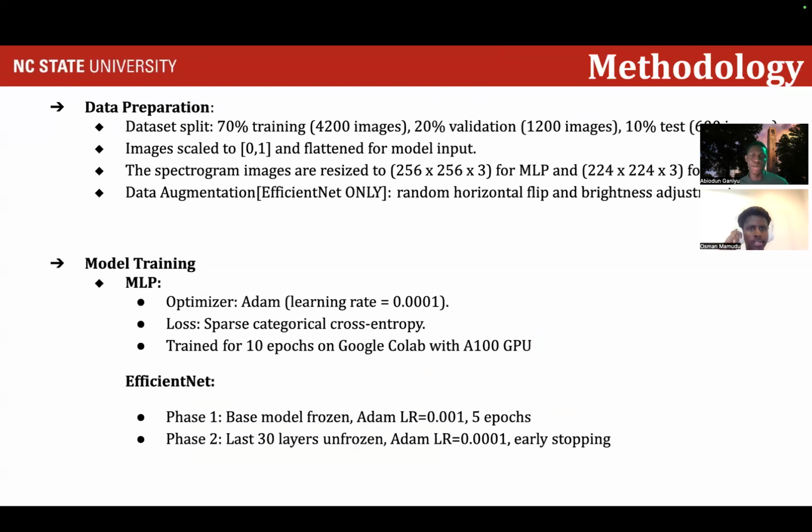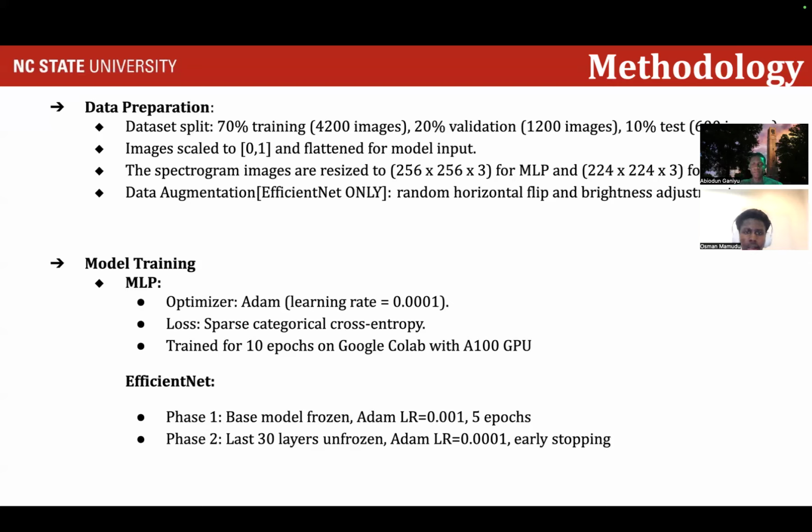We split our data 70, 20, 10 for training. We had 6,000 images, 2,000 images per class, so that we don't have to deal with any class imbalance. The spectrogram images for the MLP are 256 by 256, and the EfficientNet, which is our final model, expects images to come in 224 by 224 by 3. We did data augmentation, but only for the EfficientNet. We flip horizontally and also adjust the brightness randomly.